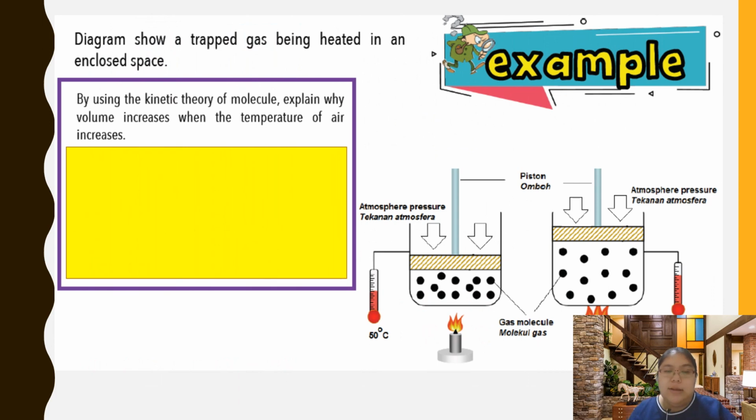Okay, let's see here. This one is Charles's law. The volume can be expanded. This diagram shows the trapped gas being heated in the enclosed space. Now you need to use the kinetic theory of molecules to explain why the volume increases when the temperature increases. So that means when the temperature increases, you go to heat.